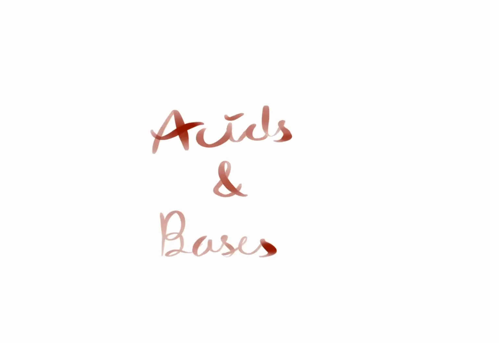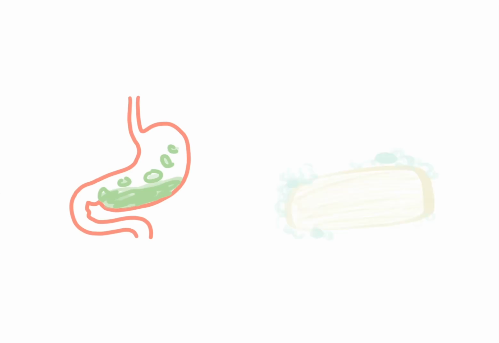When most people hear the term acids and bases, they usually think about something like stomach acid or soap. However, there's actually more to it than that. According to the Bronsted-Lowry definition, an acid is a substance that donates a proton in the form of hydrogen ions, while a base is the substance that receives the hydrogen ions.